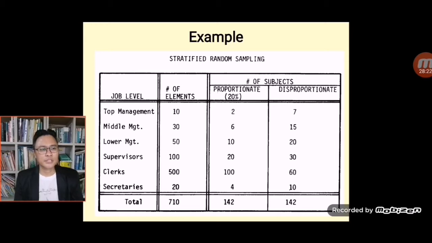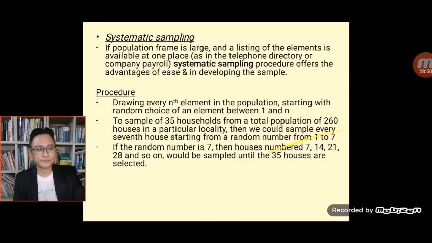Alright. Kalau disproportionate, ikut suka hati lah. As long as I get 142. Siapa yang decide 20%? The researcher decide the 20%. The researcher set the 20%. How can I get 142? Kena tengok table of sample size. Okay, table of sample size. Systematic sampling. Ni kita dah cerita tadi.